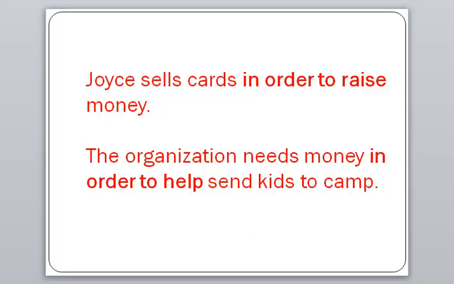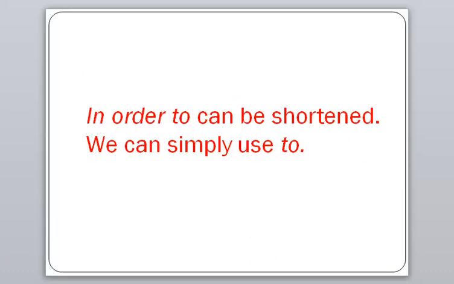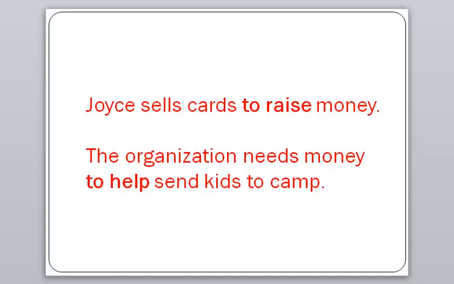Or if the question is, why does the organization need money? The answer is, the organization needs money in order to help send kids to camp. And in order to can be shortened, and we can simply use to. So instead I can say, Joyce sells cards to raise money. The organization needs money to help send kids to camp.